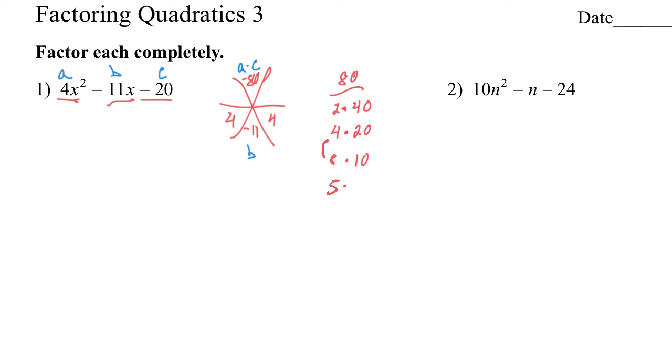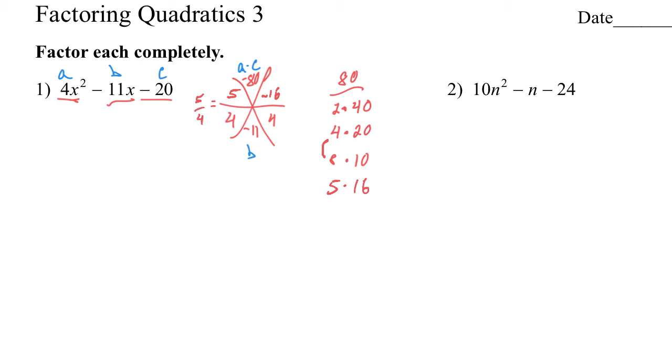Divide 80 by 5, I get 16. 16 minus 5 is 11. So that's telling me that that's the right pair. I need to make the 11 negative, so I need the 16 to be the negative, because 5 minus 16 gets negative 11. And then you just simplify the fractions on the side if you can.